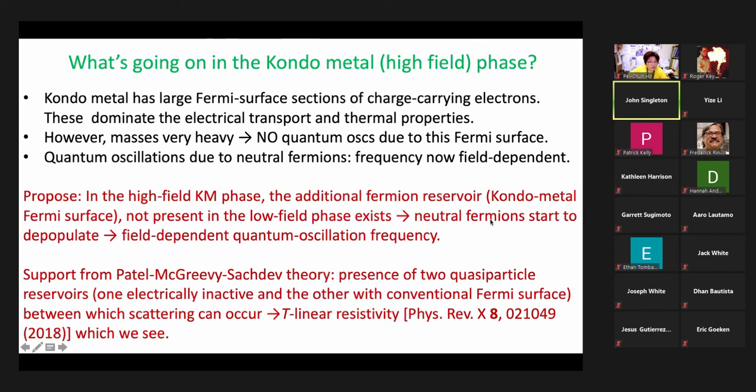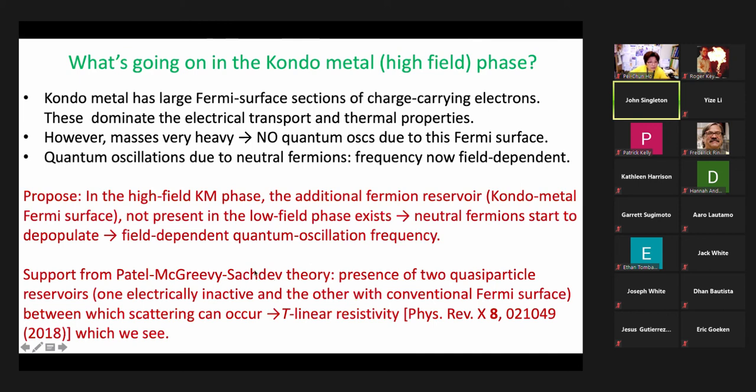So the neutral fermions, now maybe there's somewhere that they'd like to be. They'd rather be charged fermions in a conventional Fermi surface. So they start to depopulate their Fermi surface, and that gives us the field-dependent quantum oscillation frequency.